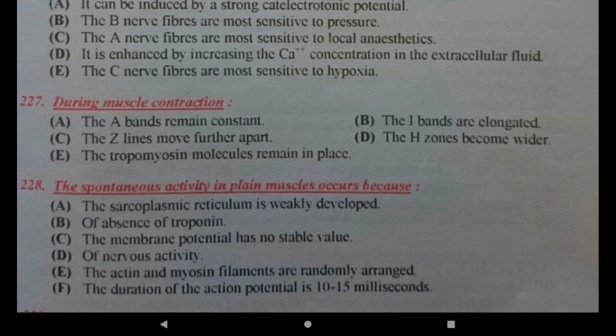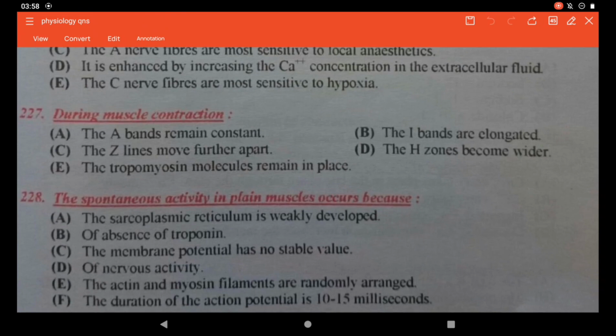The I band is elongated. The I band is that region which only has actin filaments, and it exists between the myosin in one sarcomere and the myosin in another neighboring sarcomere. The H zone is usually that region on either side of the M line, and it diminishes. It does not become wider, but it diminishes as a result of the overlapping of the actin filaments. So here the most correct answer is A. The others are all not correct.